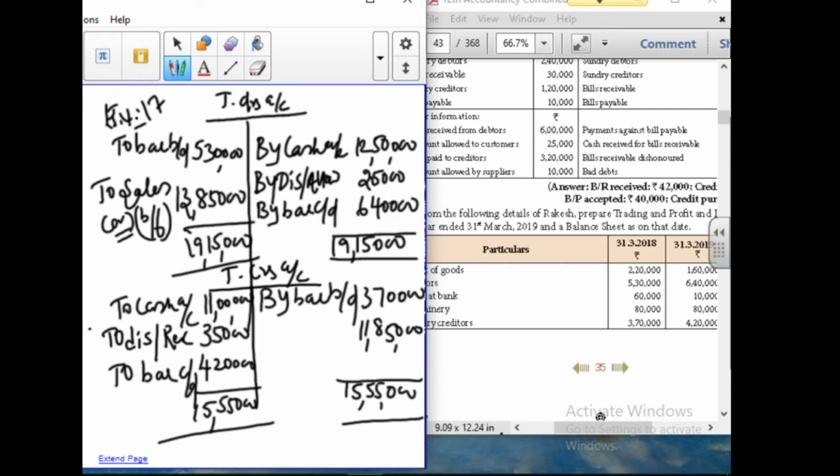So your balance comes around 11,85,000. This is nothing but your purchases. What purchases? It is credit purchases. This is your balancing figure. You have to write it as a balancing figure and credit purchases. So these two pieces of information we have found out: one is the credit sales and the other is the credit purchases.